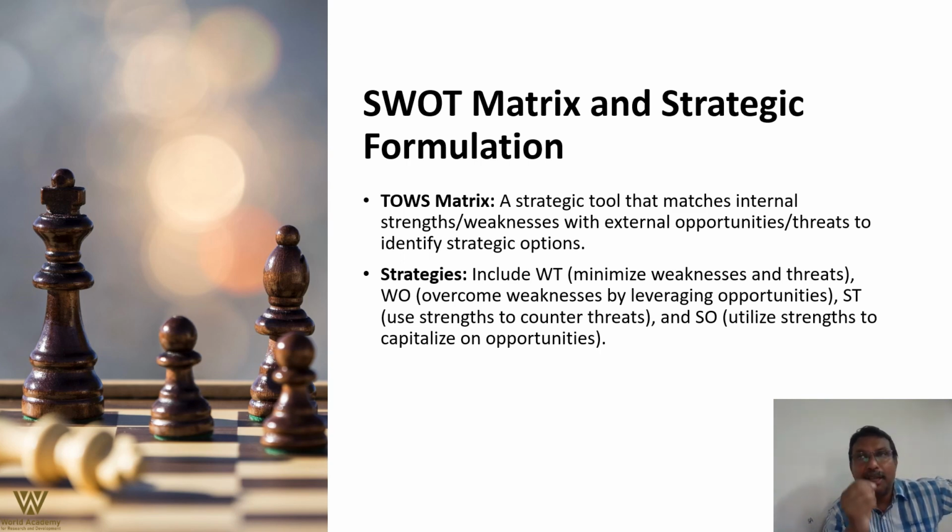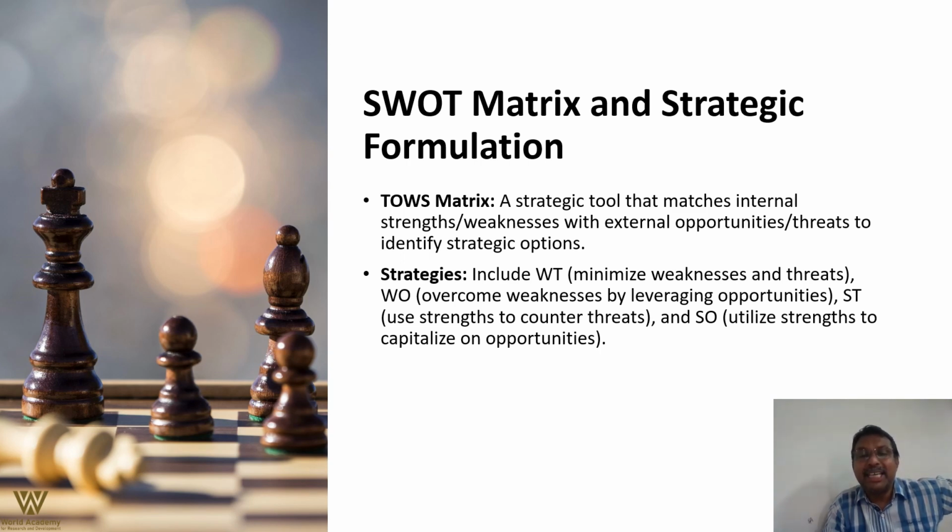TOWS matrix is nothing but the reverse of the SWOT matrix. A strategic tool that matches internal strengths and weaknesses to external opportunities and threats to identify the strategic option. Strategies include WT, or weaknesses and threats: can we mitigate weaknesses and threats altogether? Then we can have WO, weaknesses and opportunities: can we overcome our weaknesses to ensure that we can encash upon the opportunities?